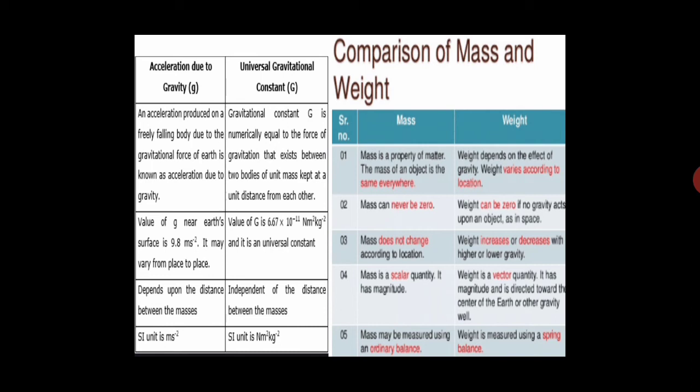The comparison of mass and weight. The first point is that mass is a property of matter while weight depends on the effect of gravity. Mass can never be zero, but weight can be zero if no gravity acts upon an object, as in space. Next, mass does not change according to the location, while weight increases or decreases with higher and lower gravity. Next, mass is a scalar quantity and it has magnitude, while weight is a vector quantity since it has magnitude and is directed towards the center of gravity or that of the earth.